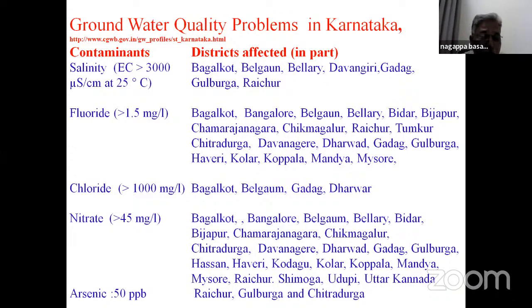If you use groundwater having more than 1000 milligram per liter of chloride, definitely your cement quality or concrete quality is going to deteriorate. Nitrate, if you take it, 45 milligram per liter is the limit. Almost all the districts have a nitrate problem in the groundwater. This is the actual report published by the Central Groundwater Board.